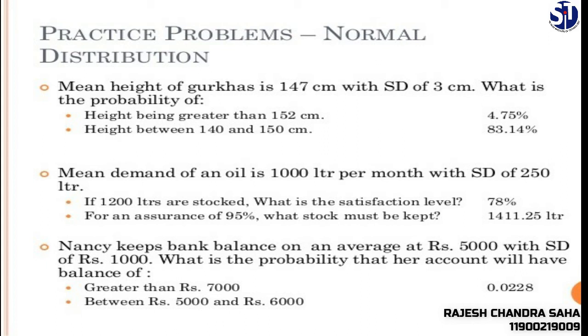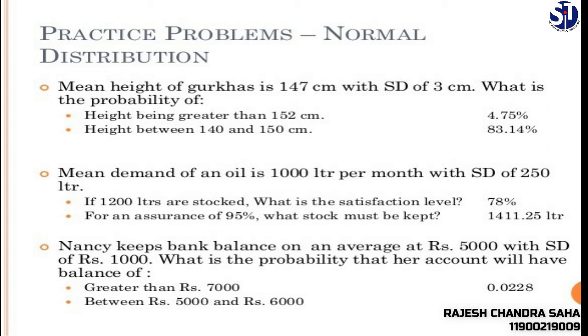Second question. Mean demand of oil is 1000 liters per month with SD of 150 liters. If 1200 liters are stocked, what is the satisfaction level? Number 2, for an assurance of 95%, what stock must be kept?